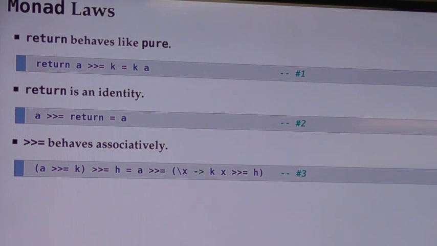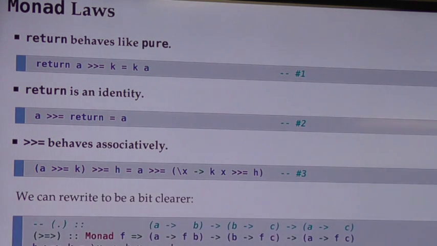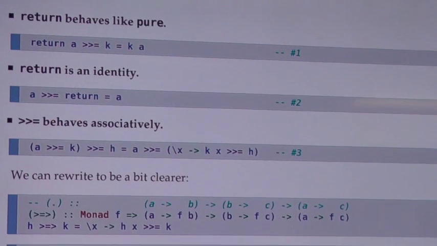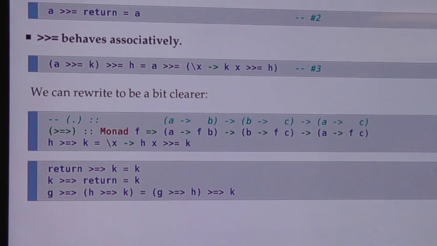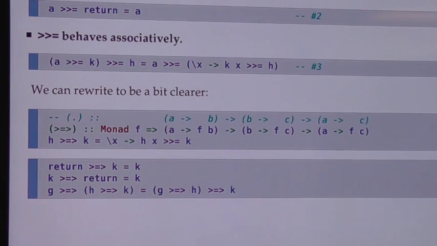And the last law is that bind behaves associatively, which means it doesn't matter which function application we do first as long as they're in the same order. But that's a little unclear, so it's easier to understand these laws if we define this kind of fish operator. If you compare with the function composition operator from the prelude, you can see that the shape is pretty similar. The fish operator basically gives us function composition for functions that take in a pure value and produce some value in context, right? And if we use this fish operator to look at the laws, it's a lot easier.